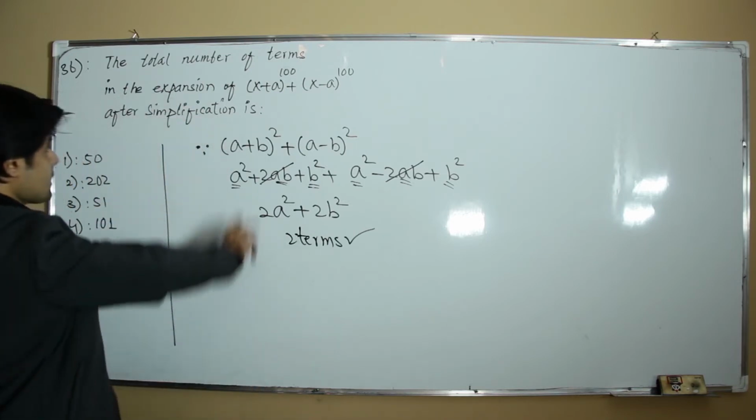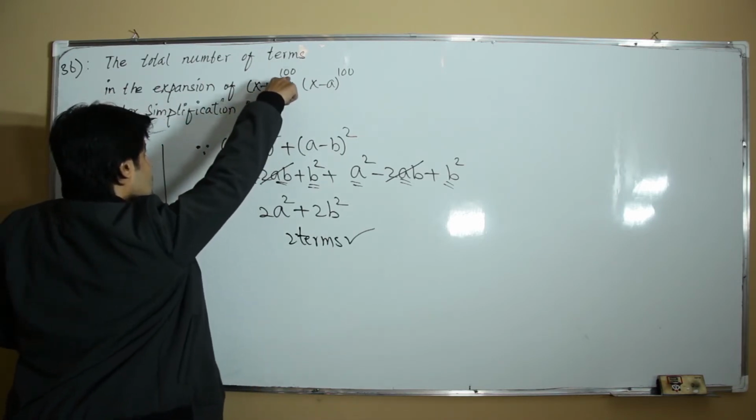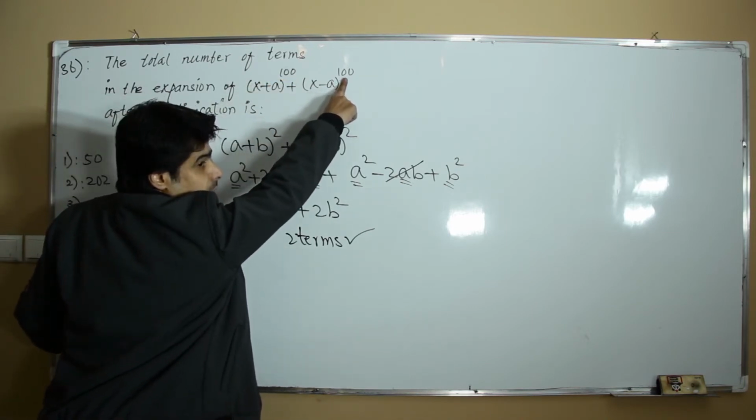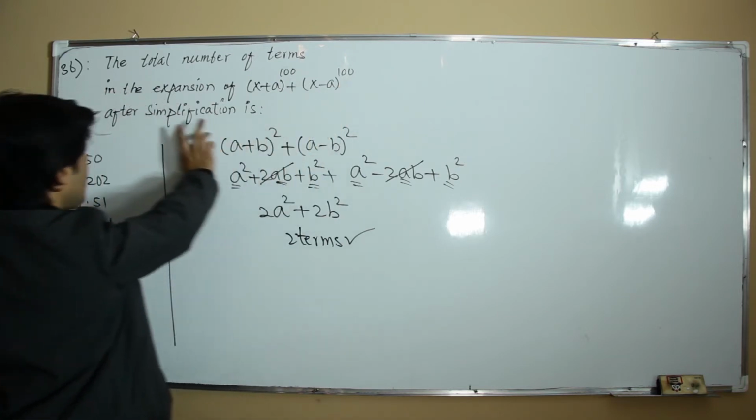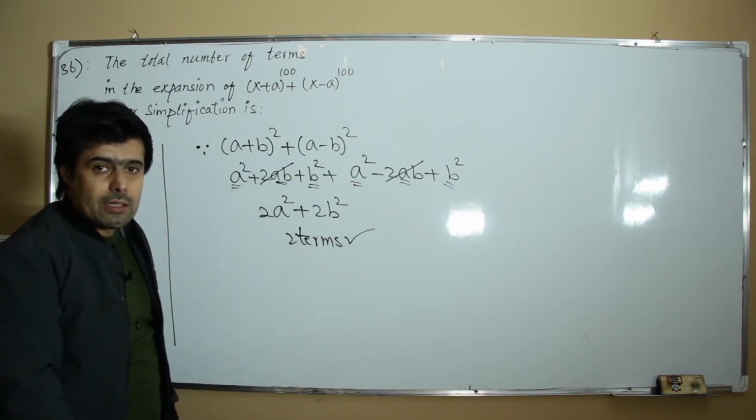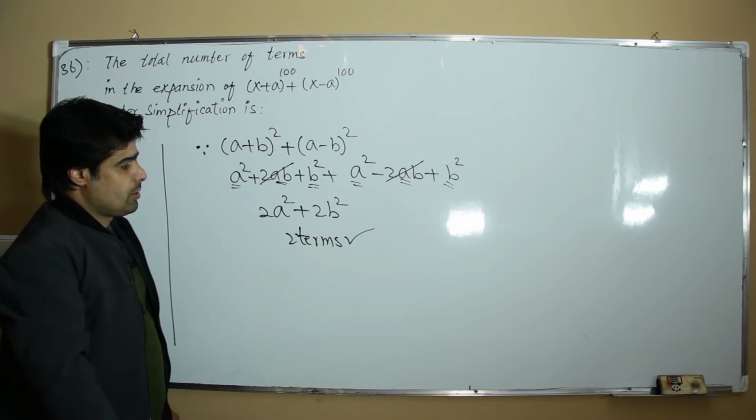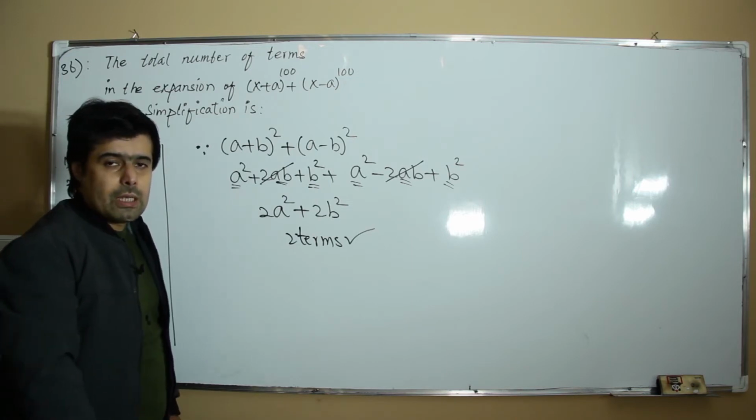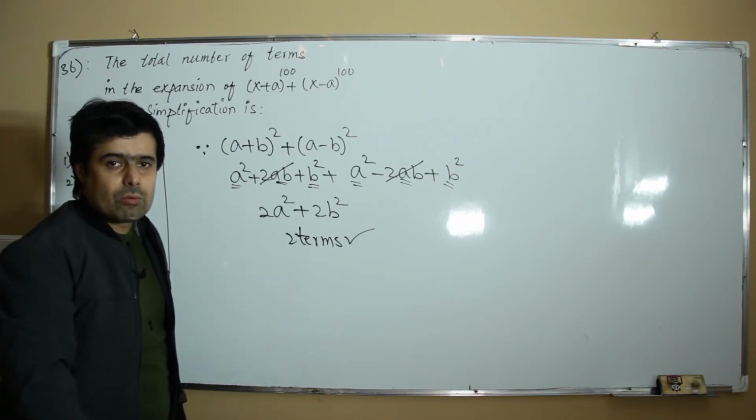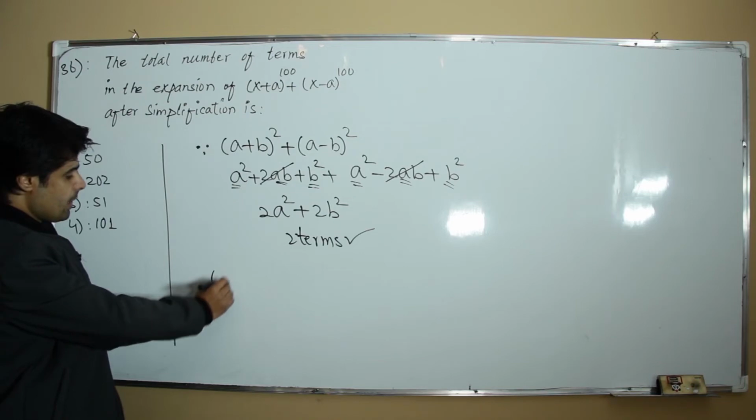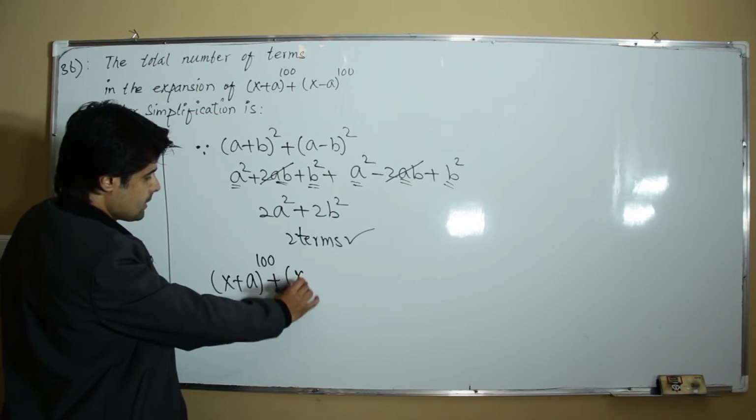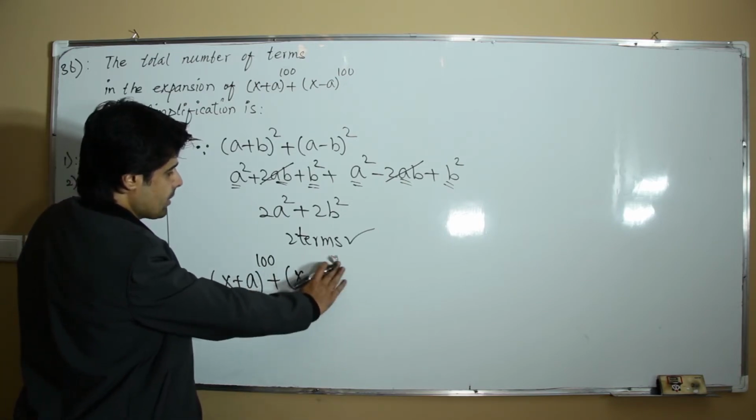Now, the question is, if we have x plus a raised to the power 100 plus x minus a raised to the power 100, how many terms do we have after simplification? Some of them are cancelled, some of them are added. Then you have to calculate how many terms do we have. I mean, you have to count. So if I want to talk about x plus a raised to the power 100 plus x minus a raised to the power 100.